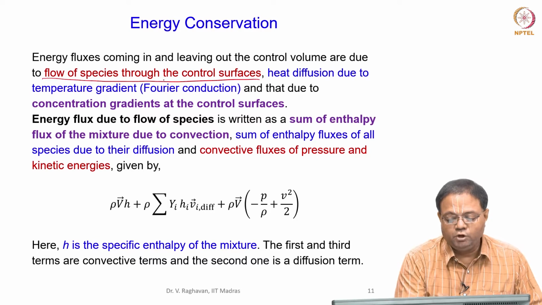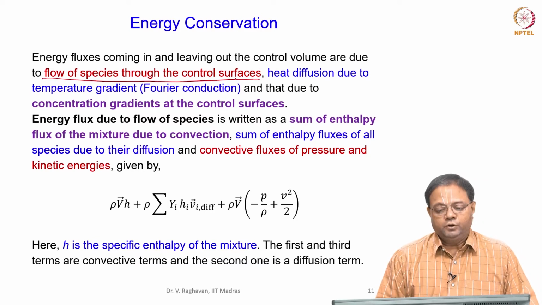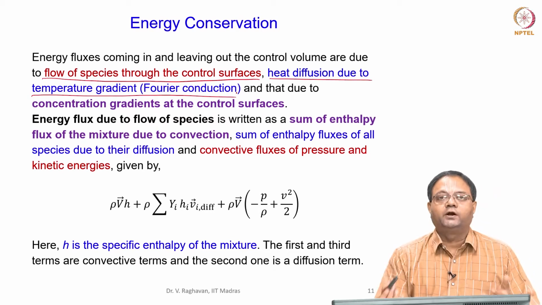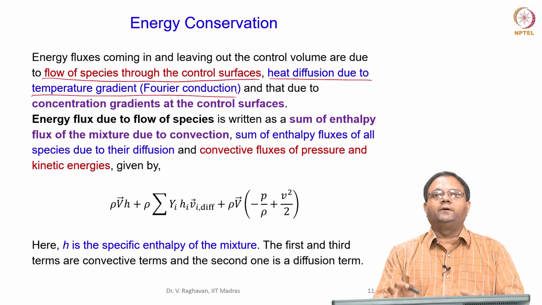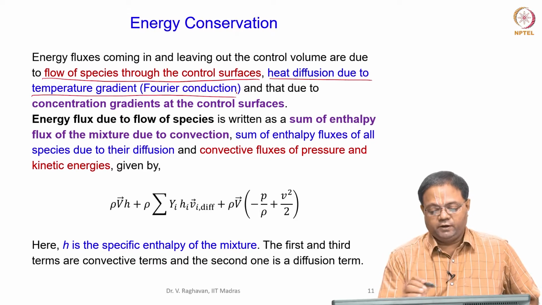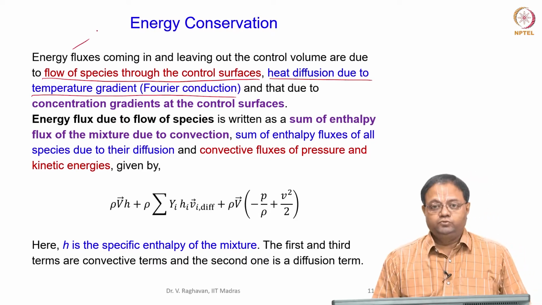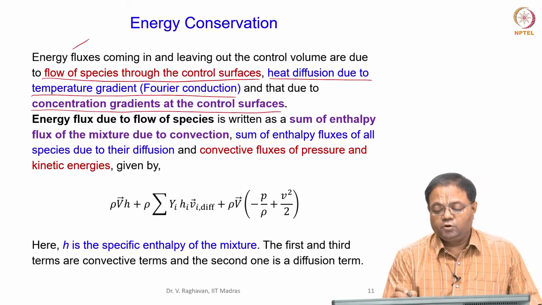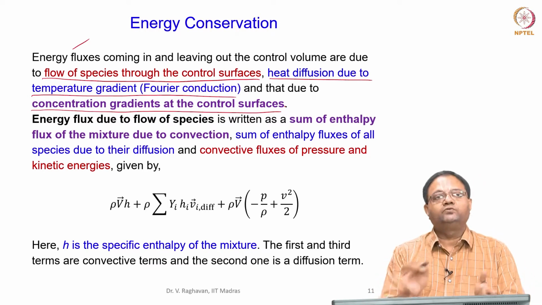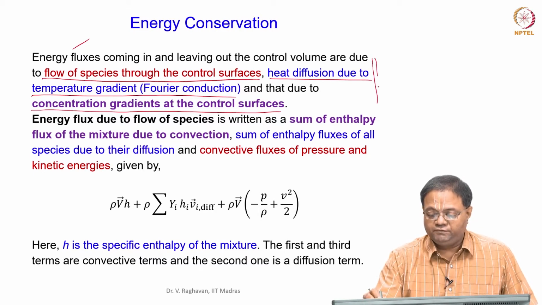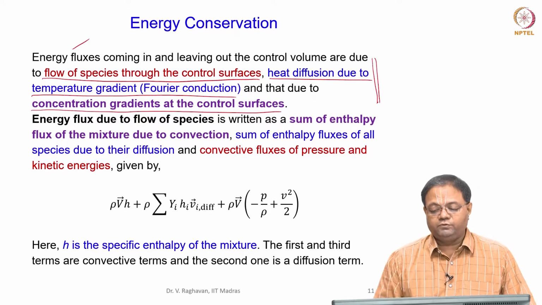Okay. So, this mixture consists of several species. So, we have to actually take into account several species. So, flow of species through the control surfaces, okay, and heat diffusion due to temperature gradient. So, this is just Fourier conduction. So, that is due to the temperature gradient, there will be thermal energy transport, that is heat conduction, that has to be taken into account. So, that is one of the energy fluxes. Okay. Then the concentration gradient at the control surfaces. Concentration gradients can prevail between the control surfaces, due to which energy can be transferred. So, that is the energy fluxes, 3 terms. Let us see how it is going to be. Now, we have to expand each of these terms.